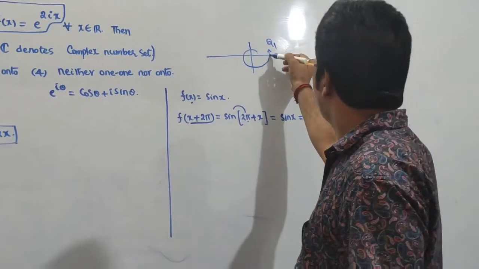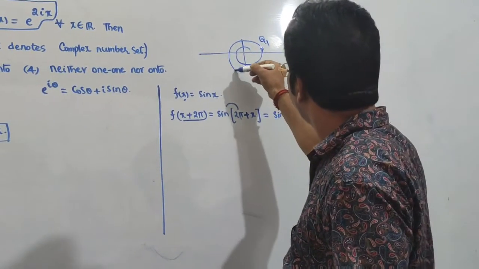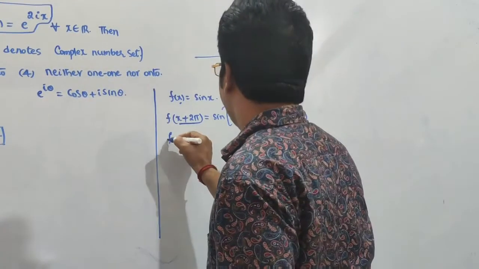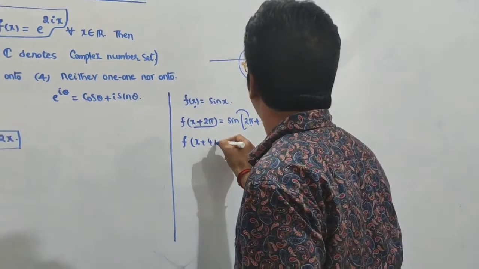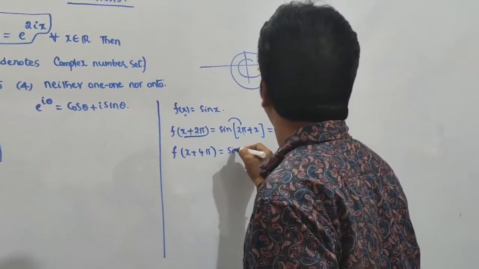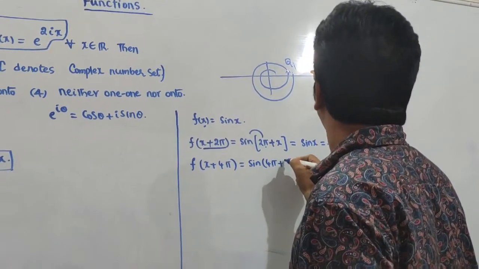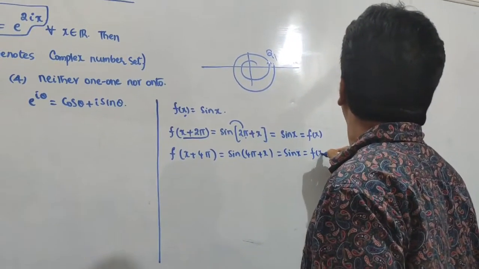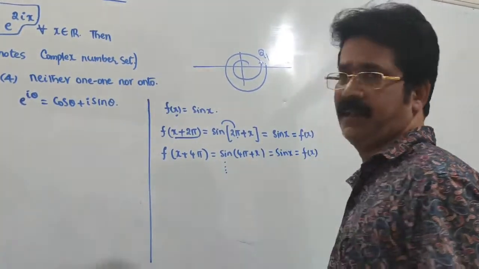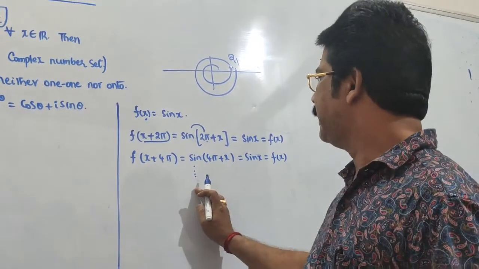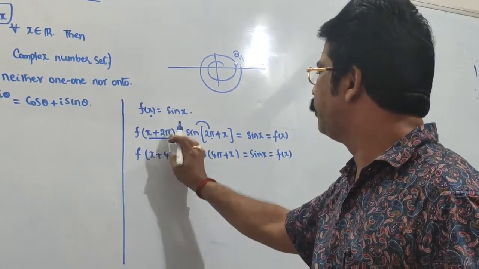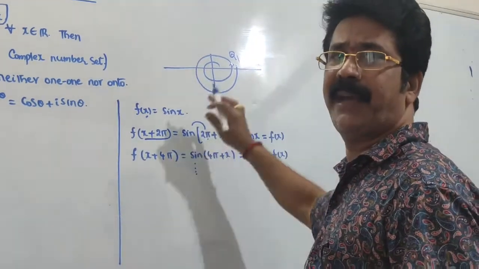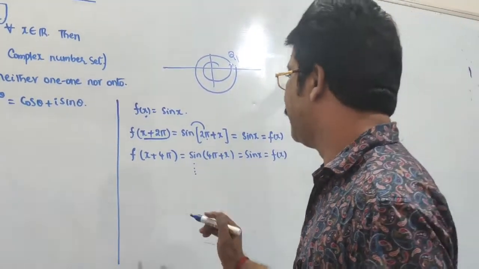Similarly, 2 pi plus another 2 pi means 4 pi plus. So therefore f of x plus 4 pi is equal to sin of 4 pi plus x. It is also sin x, that is equal to f of x. Similarly, we can write a number of values: 2 pi, 4 pi, 6 pi, 8 pi, 10 pi, just like that.